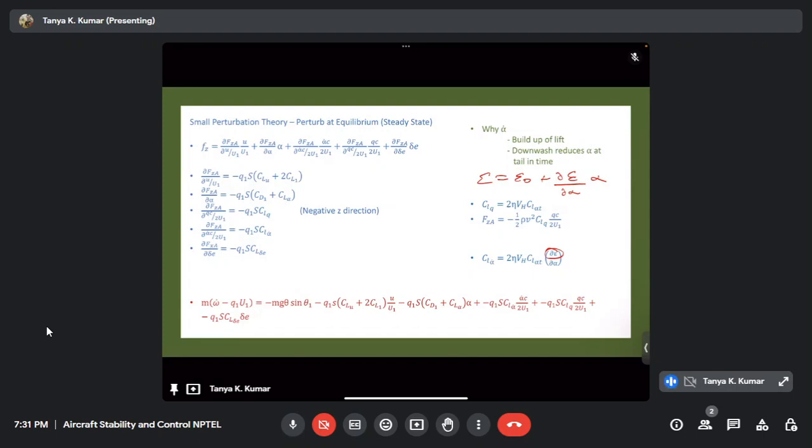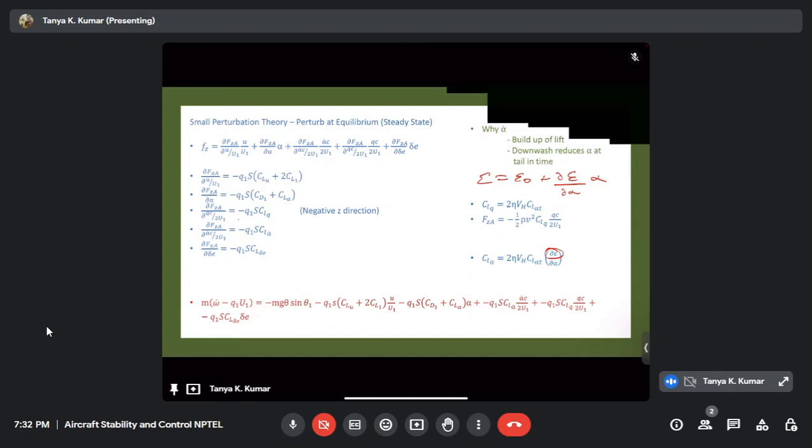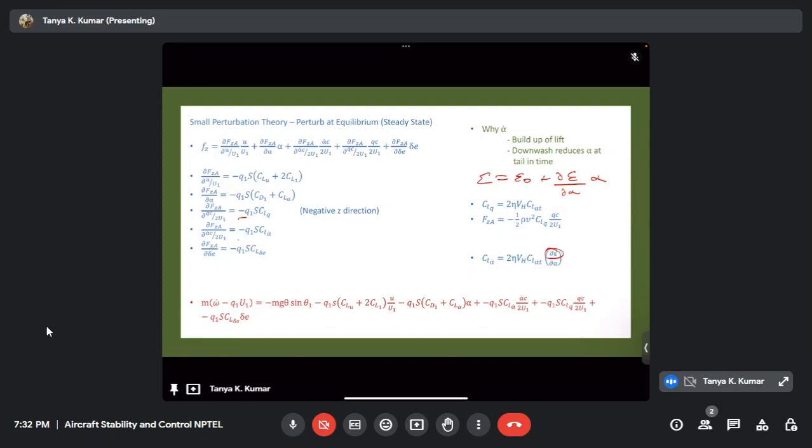Now these parameters also contribute towards the derivatives in the fz equation, and so you have two new terms. And here, do not get confused with this minus sign. It's just that it is in the negative z direction. It comes in the upward direction. The lift acts upward, and that will be in the opposite z direction. The z axis of the body frame is in the vertical downward direction, right?